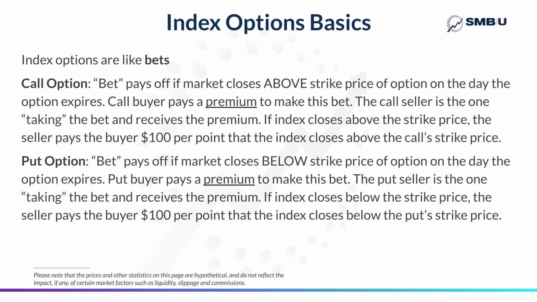The best way to understand index options is to think of them as bets. What are known as call options pay off if an index closes above what's known as the strike price of the option on the day that the option expires. If the index does close above that price on expiration day, then the call buyer gets $100 per point that the market closes above that call strike price. A put option is the exact opposite. It pays off if the market closes below the strike price of the put option. Again, $100 per point that the market closes below the strike price of the put.